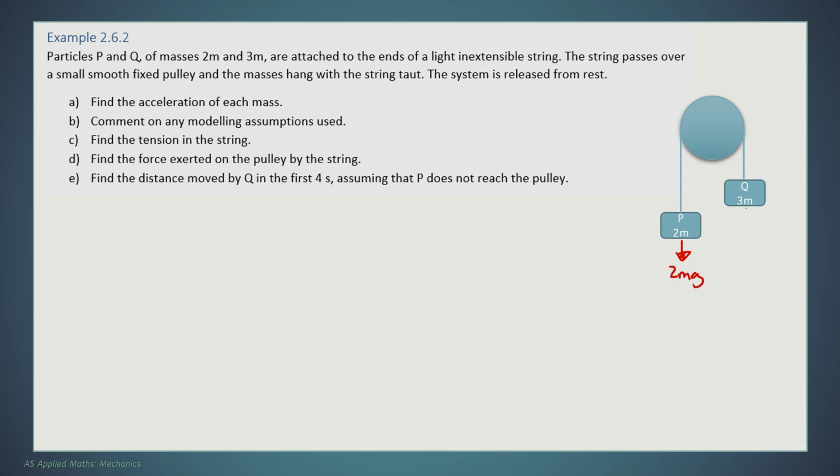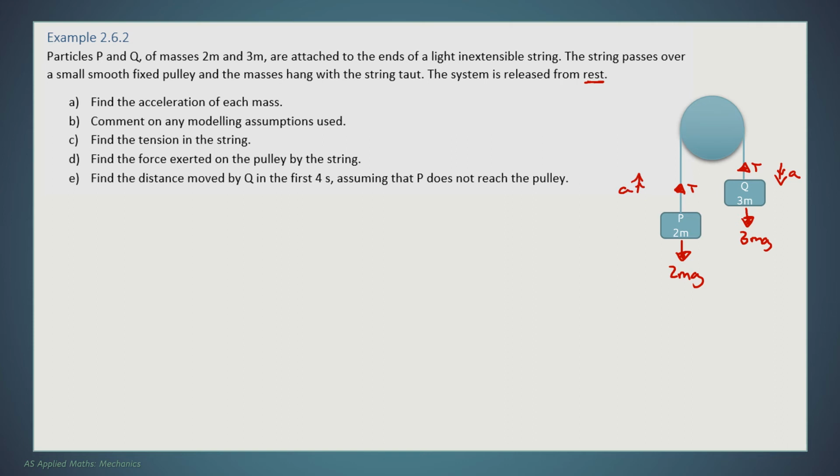I just work with it in exactly the same way. That's 3mg. And we've got tension. The string passes over a smooth pulley, that's why my tension is equal, and the masses hang with the string taut. The system is released from rest. That might be useful later. Because 3 is bigger than 2 and we haven't been given any other information in the question, we are moving in that direction. We've got a light and inextensible string.